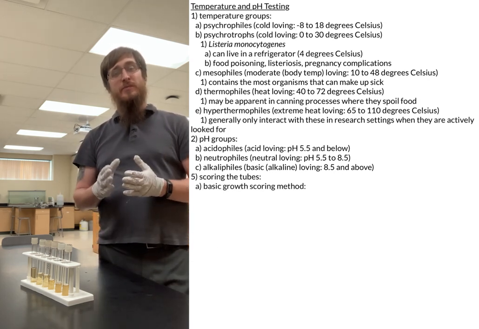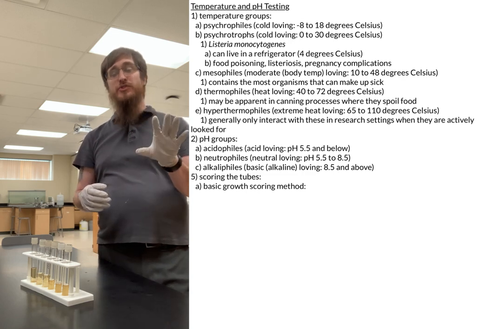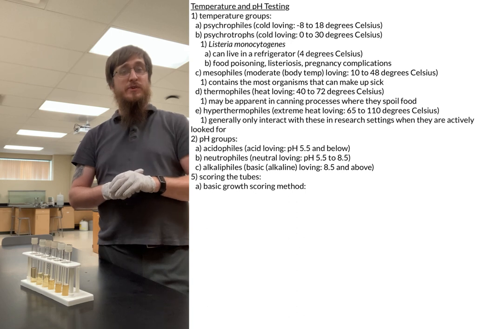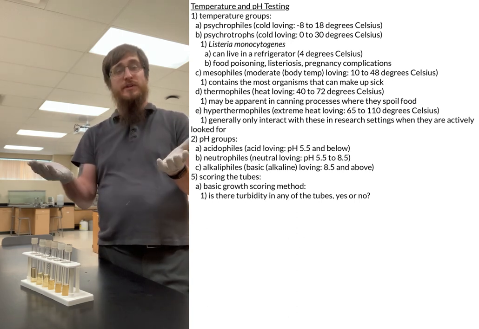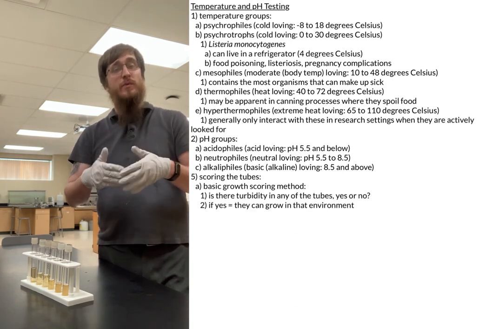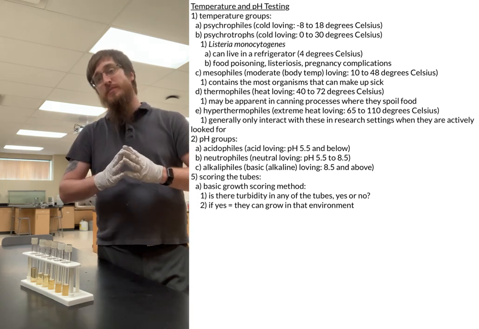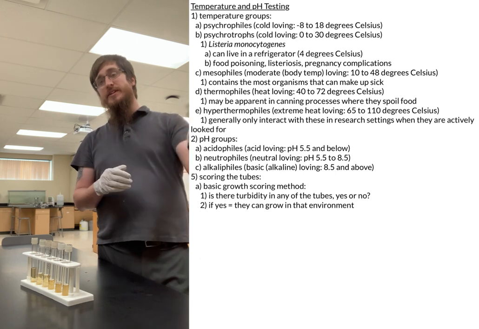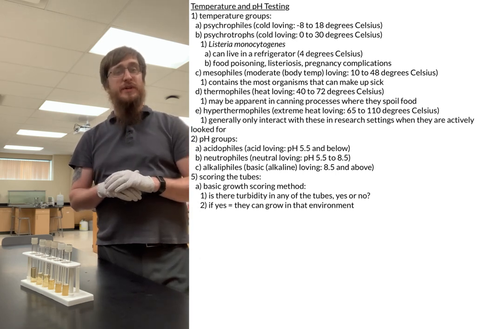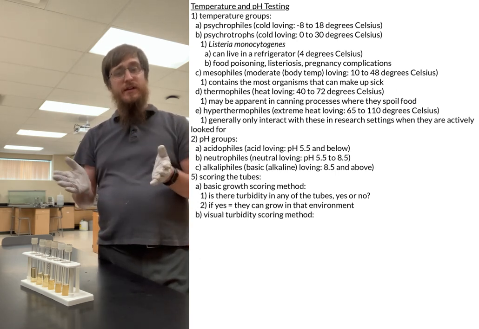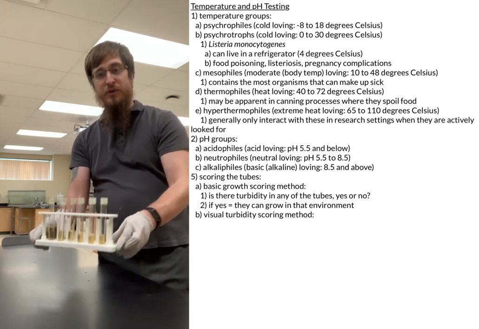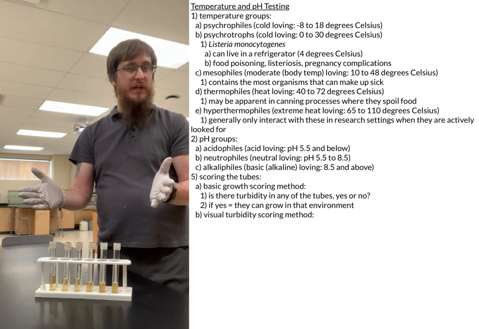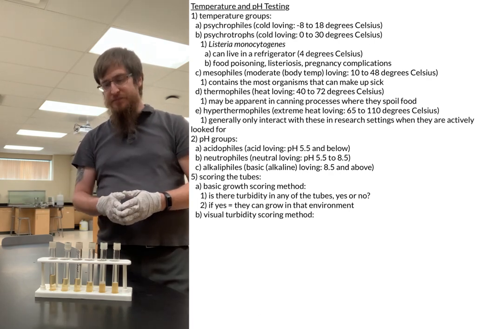In this case, I would just take my tubes either from the temperature experiment or from my pH experiment, and I would just look at, is any one of them turbid? And if they're turbid, I can say they can grow in that environment. That's the very basic way that we can do those types of scoring. The next level up from that is doing a turbidity reading, and that is what these tubes are for right here, or I guess a turbidity scoring, I should probably say, is a little more accurate.